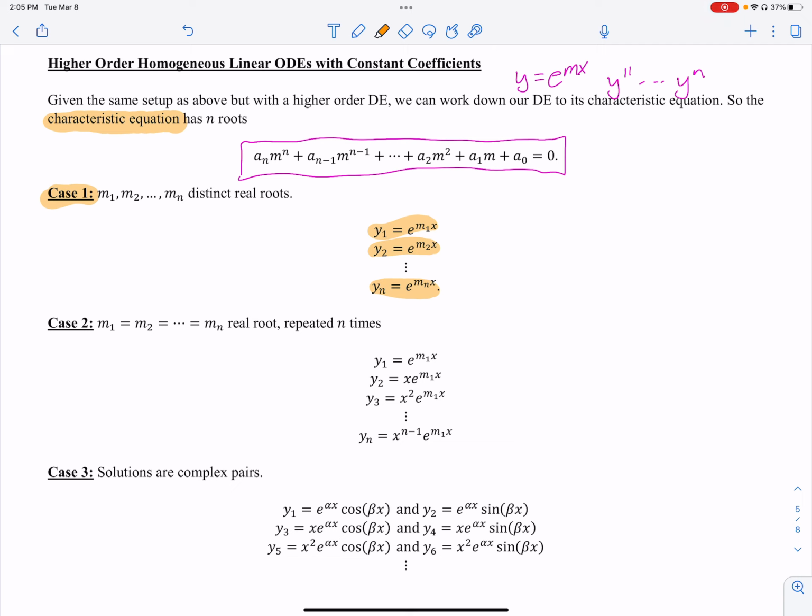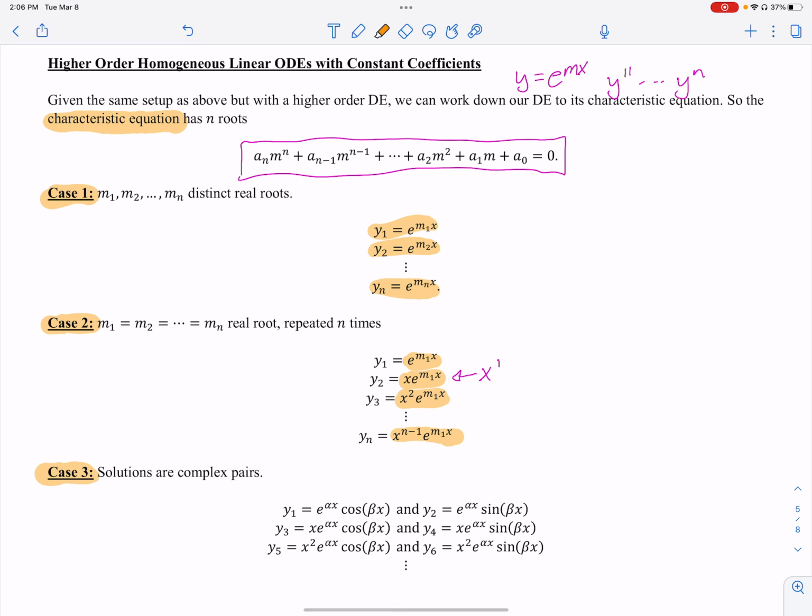If it's repeated, it's the same idea. I start with e to that root x, then I put an x in front of it for the second one. And if you wanted to, you could do reduction of order to see these. I go up by another x, and I just keep multiplying by x going up, and then the last root will have x to the n minus 1. For me, when I first looked at this, I was like, oh, that should be x to the n, but it's not because x to the first starts here. So if it's 1 off, then we're not going to get all the way to n. We'd get 1 less. That's case 2.